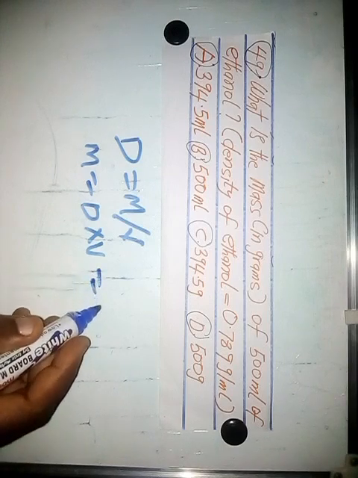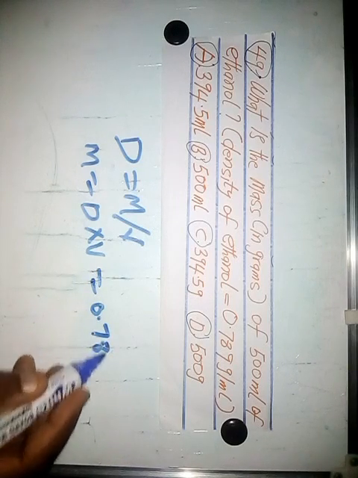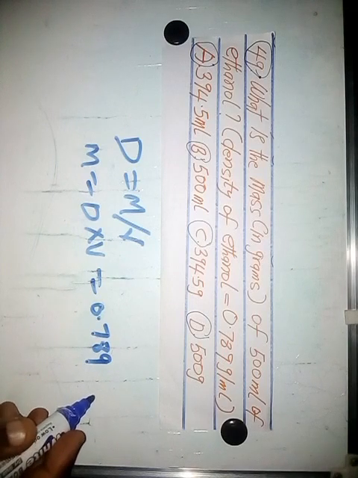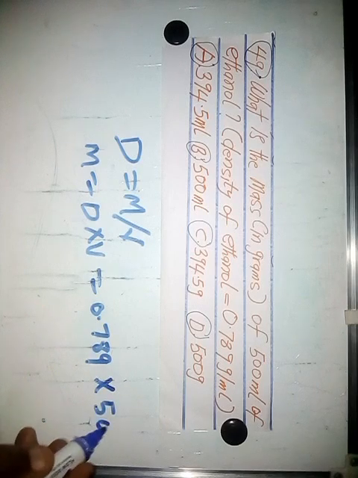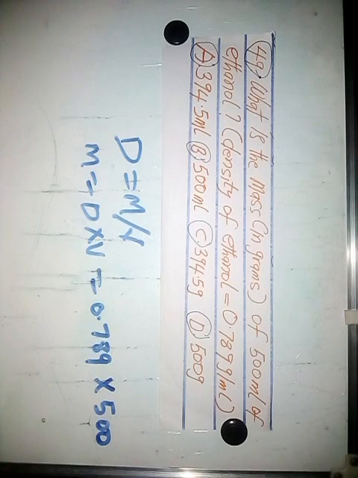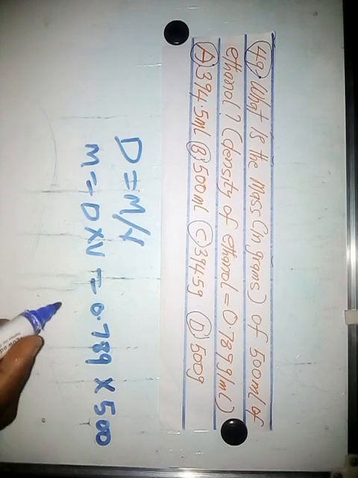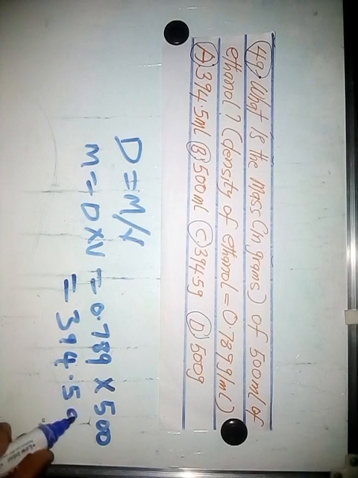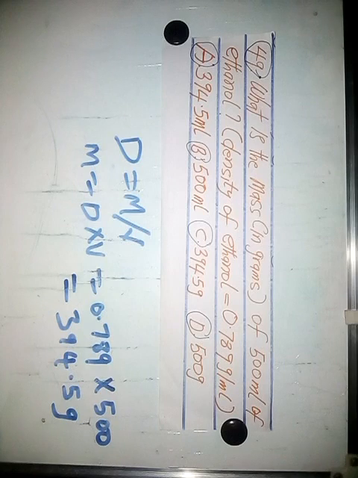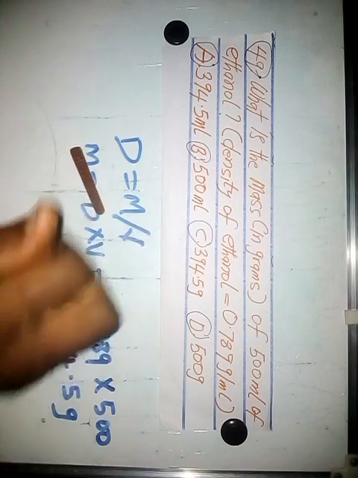So this is 0.789 times 500. When you multiply that, you're going to get 394.5 gram. Remember, you're looking for the mass. So your answer is C.